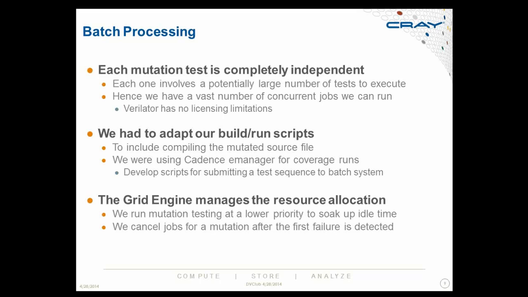We were using Cadence eManager for coverage runs, and we only have one license because Fred was a bit mean. So we had to develop some scripts for running it ourselves, just to submit the jobs and cancel them. And again, the mid-engine would mean that we can manage our resource. So we could run all these jobs at lower priority just to soak up any background idle time. And of course, as people said before, once you see a failure, that's good enough, you can stop there for a particular mutation.